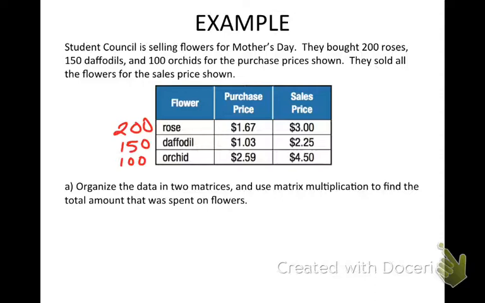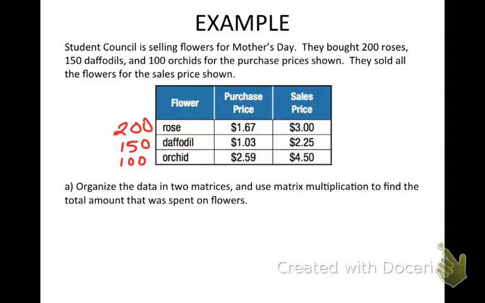How would you just figure it out in general? What would you do? Just talk it out. If I wanted to figure out how much they spent in total on flowers, multiply the purchase price by the number of whatever flower you bought. Right. And that'll put it together. Wouldn't that be it?